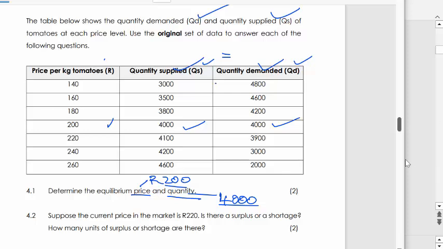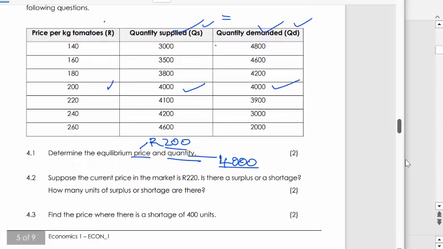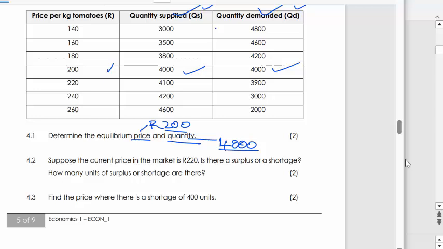Now let's go to 4.2. Suppose the current price in the market is 220, right? Is there a surplus or a shortage? How many units of surplus or shortage will there be? So here, at price 220, you can tell where the 220 is. It's just below the 200 that we just did.